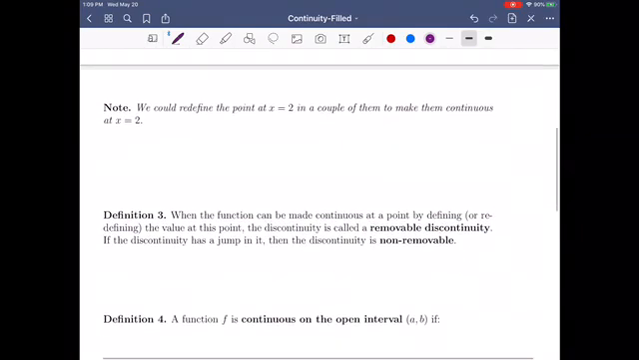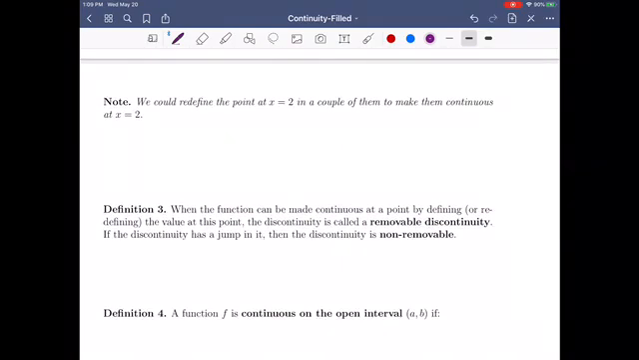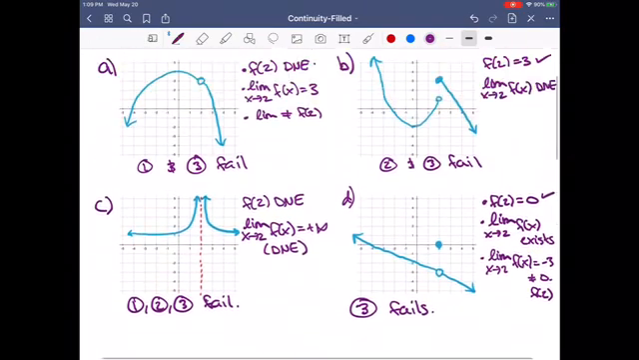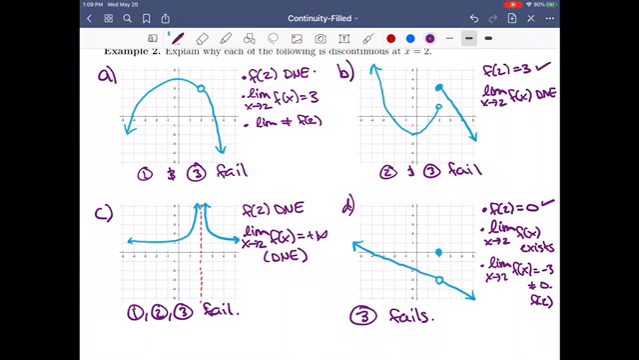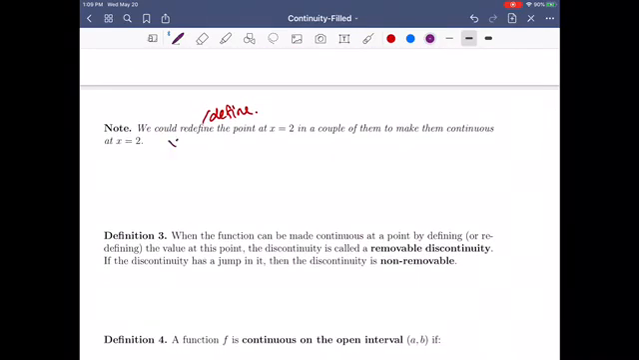Now, notice that we could redefine the point at x equals 2, or in fact define it, if it wasn't in the domain at x equals 2, to make them continuous. So in particular, I'm looking at parts A and D, where the limit exists. So these ones are where the limit as we went to 2 existed, but maybe it wasn't at the right point. So we could redefine where that point is.